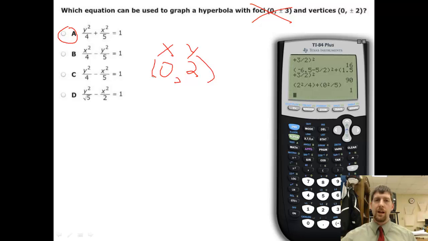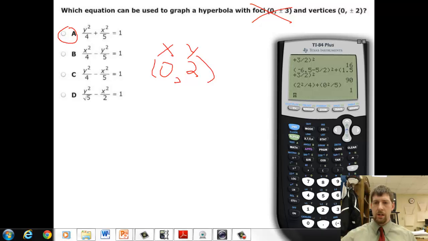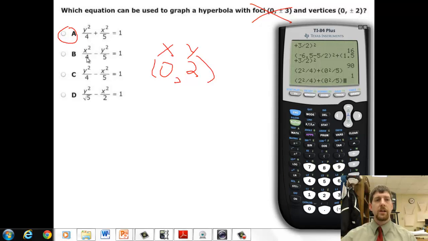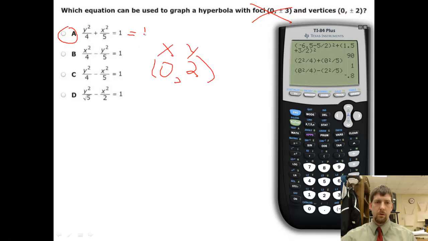Don't jump right on choice A. Always be suspicious of the first choice. Let's go try out B. Second, enter. Okay, so all they did was switch the x and y. So now it's x squared over 4. So it's 0 squared over 4. And now it's minus, I've got the minus here in the middle, y squared, which is 2 squared. All right, so when we tried it here, so this one equaled 1. That was a check.